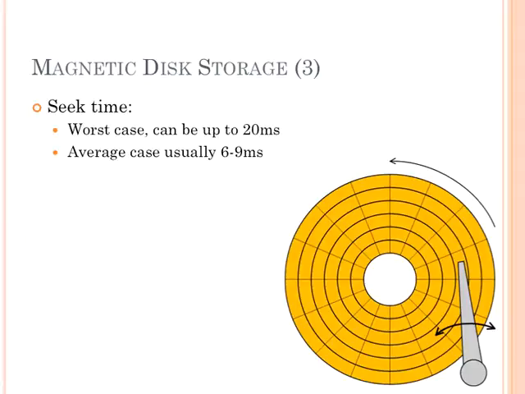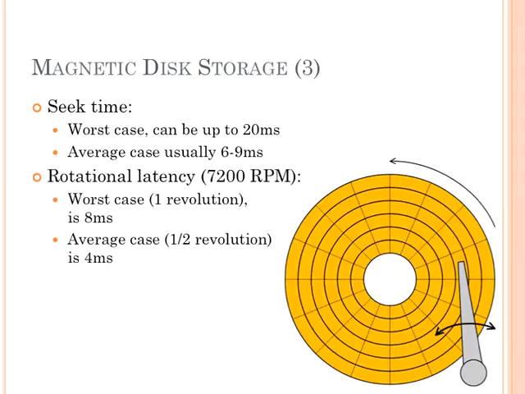So seek time, worst case, up to 20 milliseconds. Ugh, right? So those are like really slow drives that nobody would want to buy, so they're probably really cheap. Average case is usually 6 to 9 milliseconds. You'll see even faster access on server drives that are really highly optimized. You'll even see down to like 2 or 3 milliseconds sometimes.